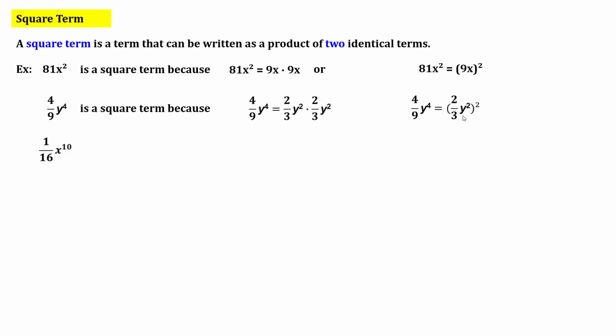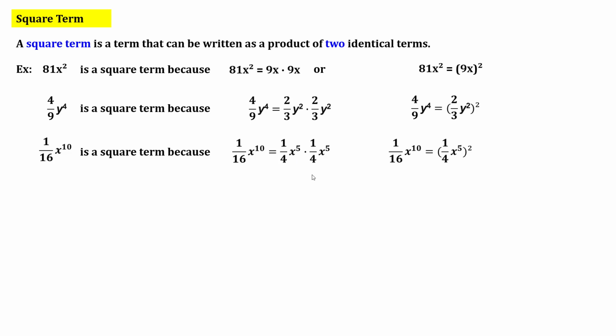Okay, 1/16 x to the 10th. 1/16 is a squared term. 1/16 is 1/4 times 1/4. X to the 10th is x to the 5th times x to the 5th, right? Because you split that 10 into 5 and 5. And then when you multiply x to the 5th times x to the 5th, you get x to the 10th. You add the powers. So 1/16 x to the 10th equals (1/4 x to the 5th) squared. Okay, so that's a squared term.